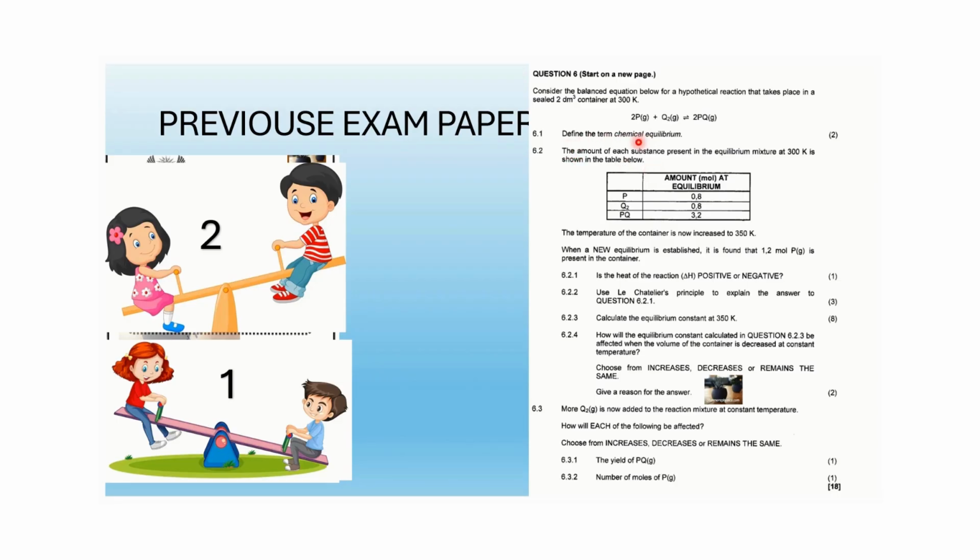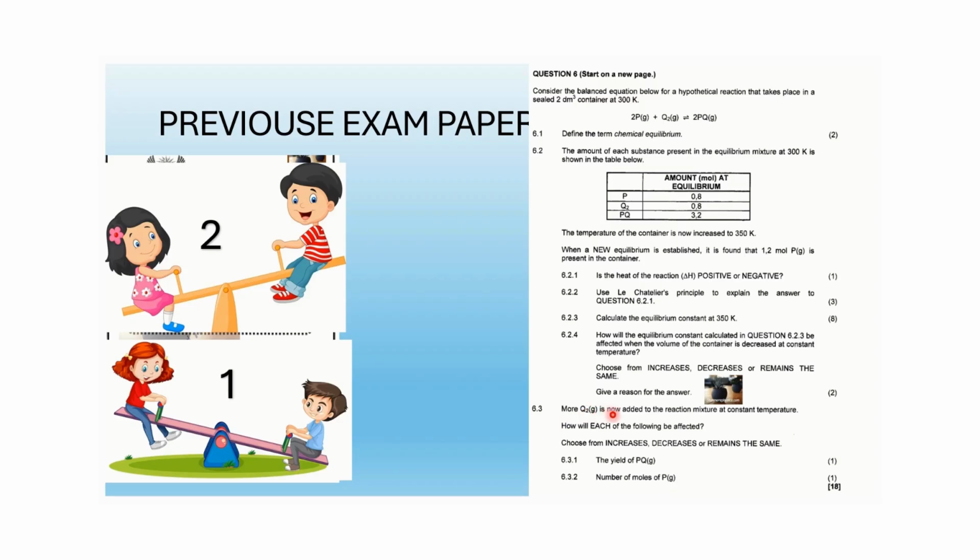Now, the first question obviously says define the term chemical equilibrium. And from the word equilibrium, we know equi, or you should know by now that equi simply means equal, or it's derived from the word equal. What is it that is equal as far as chemical equilibrium is concerned? The rate of what? Of forward and the rate of what? Reverse. Meaning that when you talk about chemical equilibrium, we're just talking about a situation whereby the rate of the forward reaction is equal to the rate of the reverse reaction.